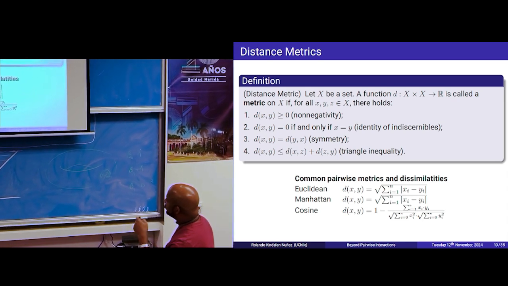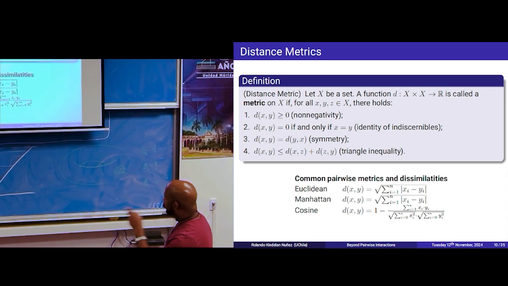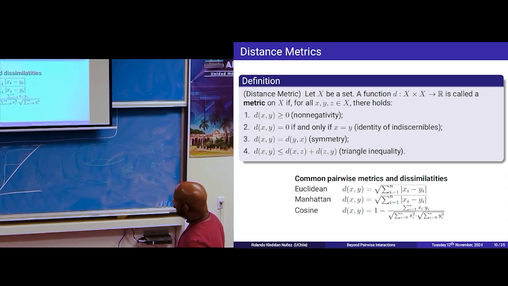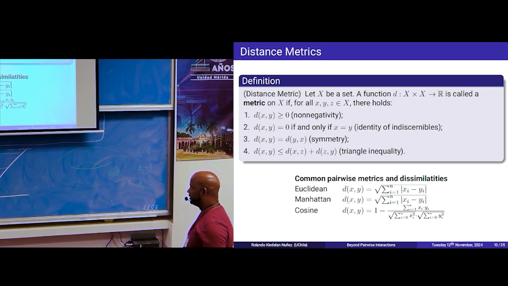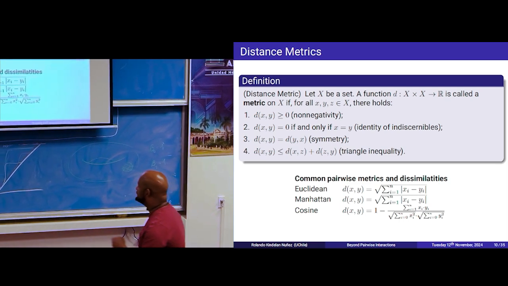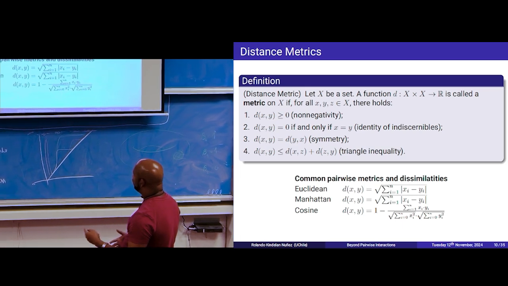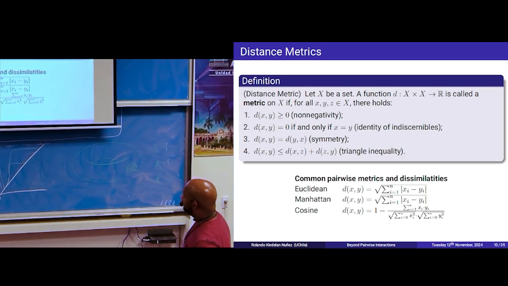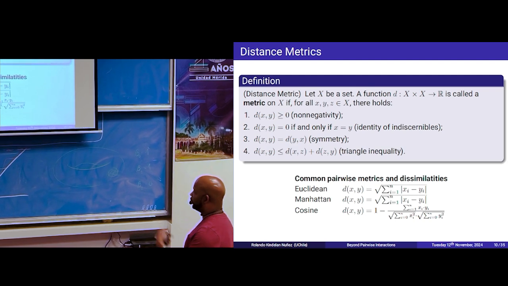So basically, one of the most important properties of a distance metric is the triangle inequality, which guarantees that the distance between 2 points cannot be higher than the sum of the distances between the other 2 points.